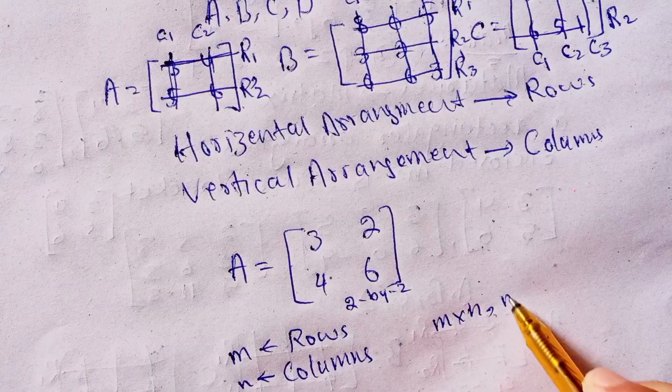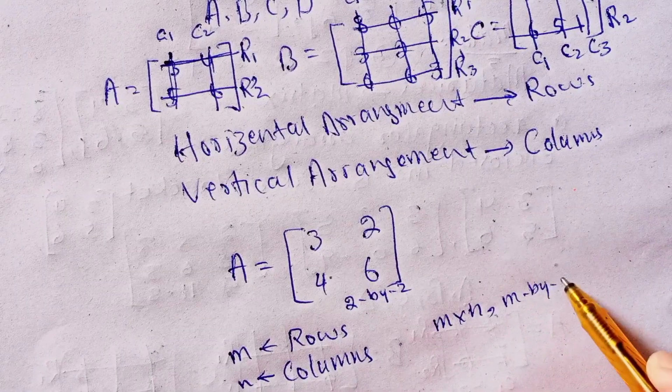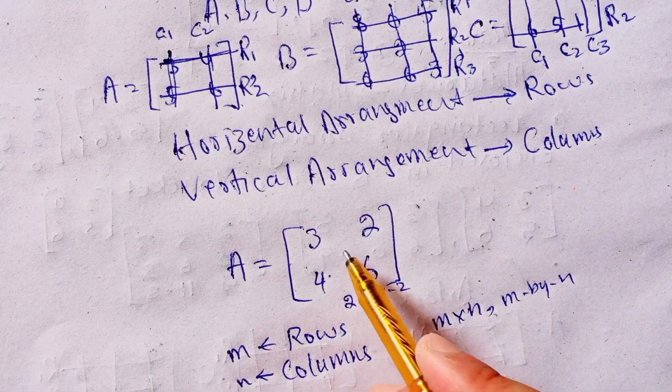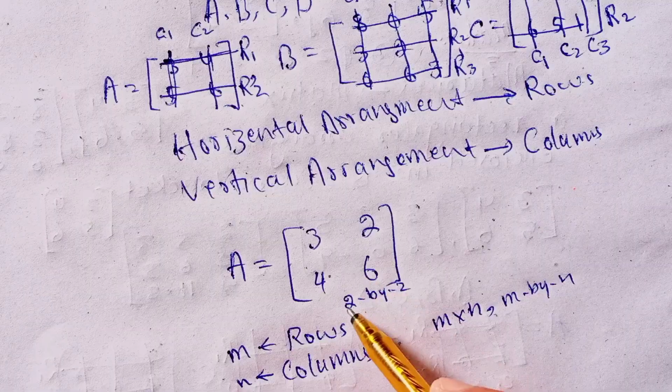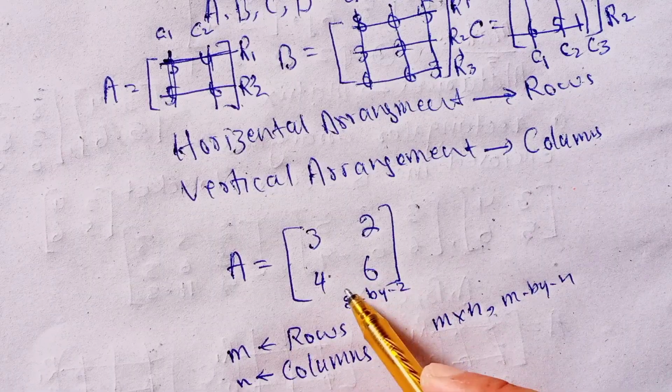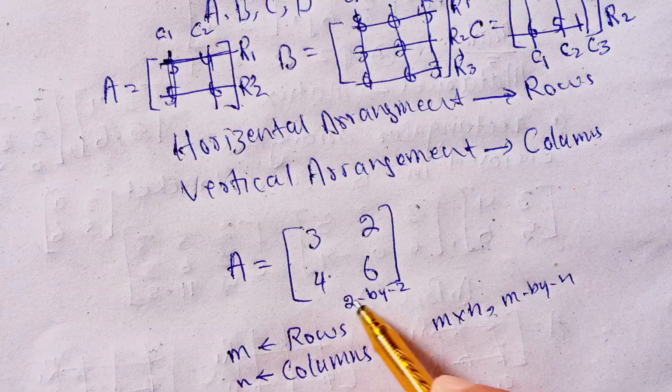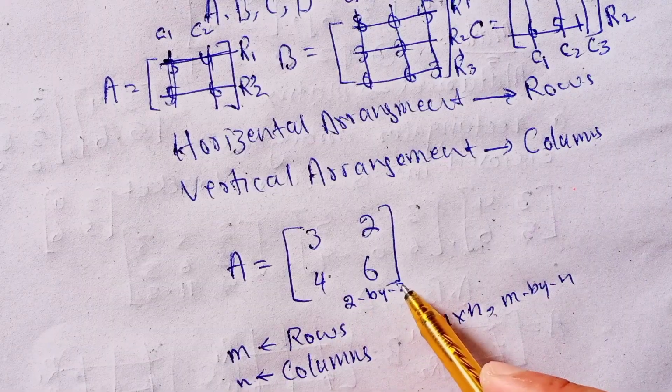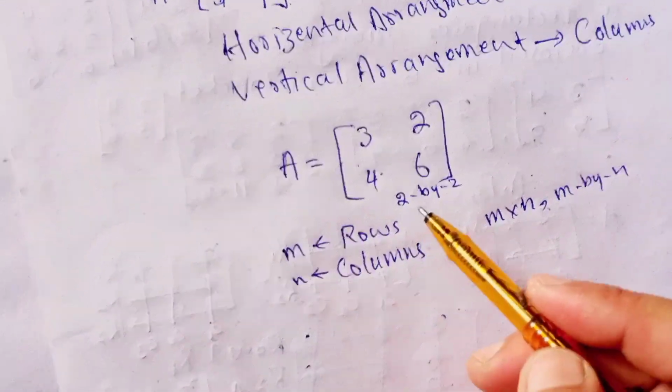Simply m by n, right? So the order of this matrix is 2 by 2 because here there are 2 rows and 2 columns. The first number represents the rows and the second number represents the columns. Let me take some more examples.